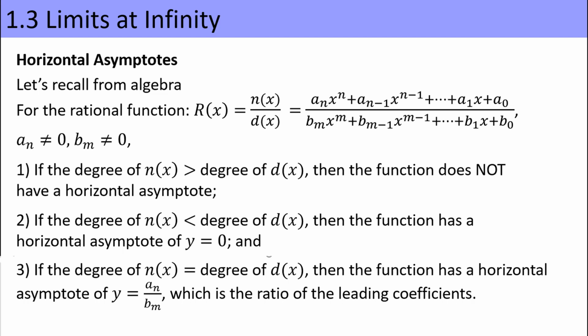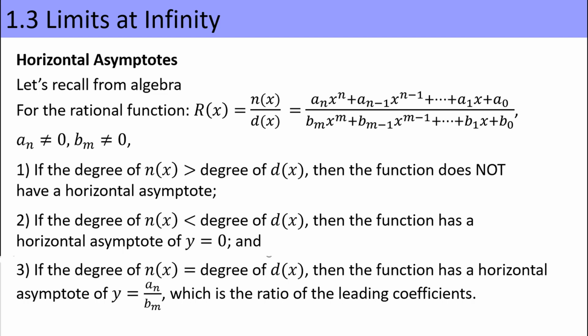Horizontal asymptotes. Let's recall from algebra, for the rational function r of x equals the numerator n of x divided by the denominator d of x, with the numerator as a polynomial a sub n x to the n plus a sub n minus 1 times x to the n minus 1 plus ... plus a sub 1 x plus a sub naught, and the denominator expressed as a polynomial b sub m times x to the m plus b sub m minus 1 times x to the m minus 1 plus ... plus b sub 1 times x plus b sub naught, for a sub n not equal to 0 and b sub m not equal to 0.